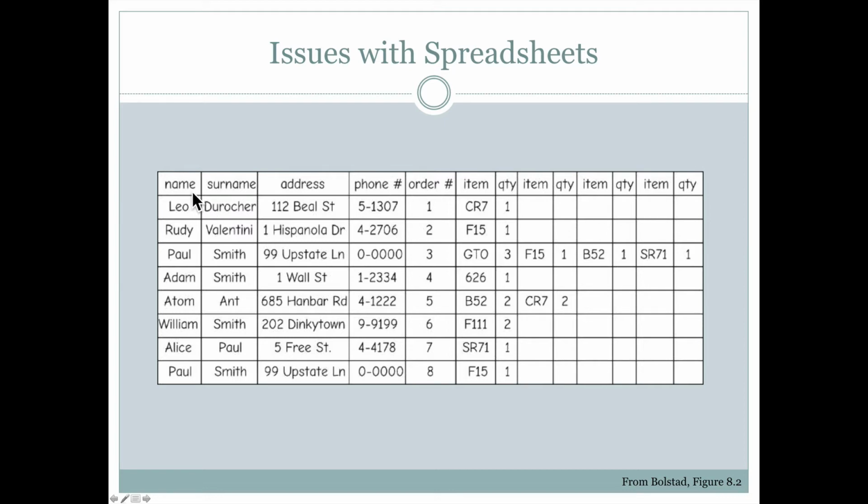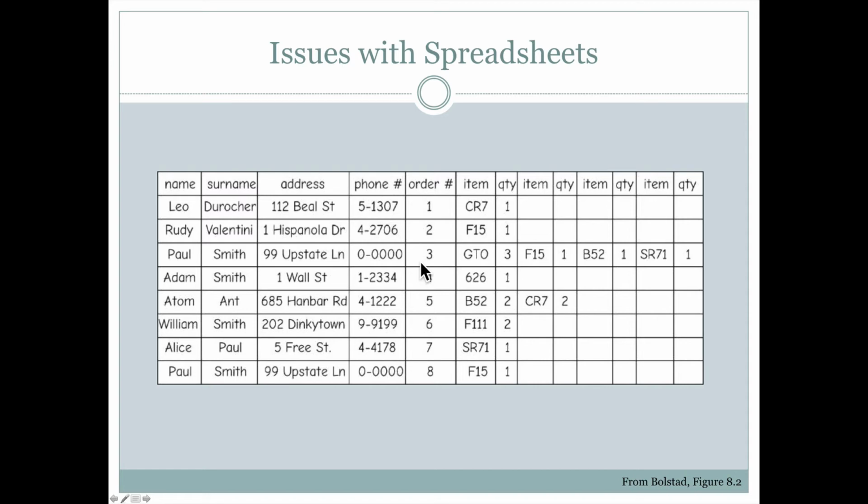Well, this is to track orders for a company, and here are their customers. They include their addresses, they include their phone number, and then each time they call on the phone and make an order, or on the computer make an order, they include an order number here. So we can see this would all be fine if it were just the first two orders there from Leo and Rudy, and it would be a nice small spreadsheet or flat file that just looked like this.